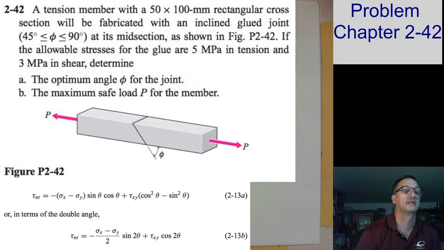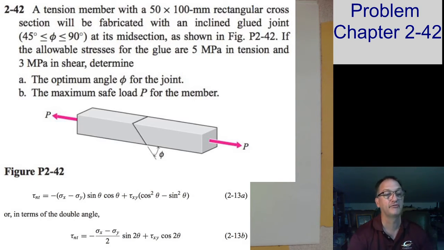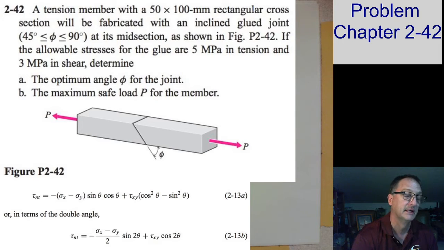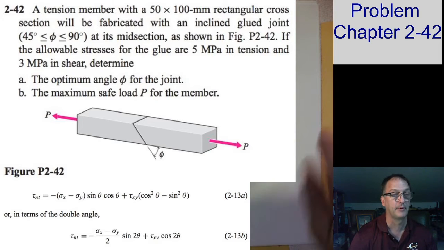There's our problem. A tension member with a 50 by 100 millimeter rectangular cross section will be fabricated with a glued joint somewhere between 45 and 90 degrees at its midsection, as shown in Figure 2-42. If allowable stresses for the glue are 5 megapascals in tension and 3 megapascals in shear, determine the optimum angle for the joint. We'll start with that. What's the optimum angle for the joint?